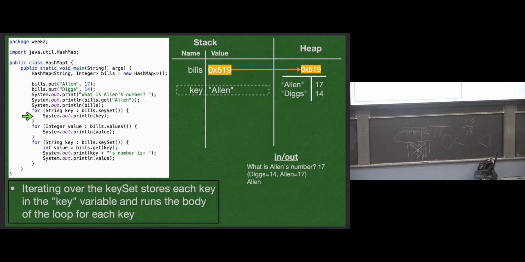All right, and then we'll go through our loop. Our first loop, we're going to iterate over the keys. So this variable key is going to iterate through the keys only.